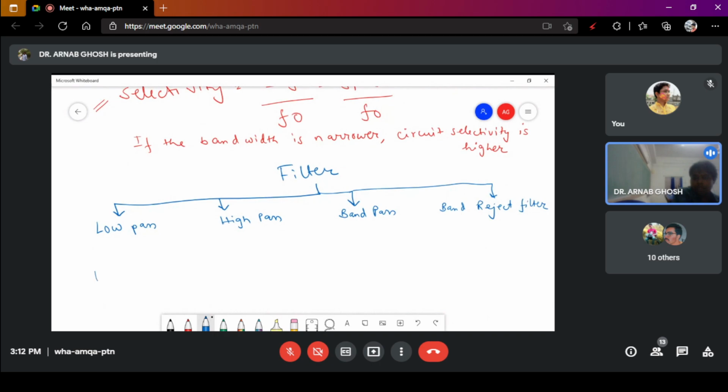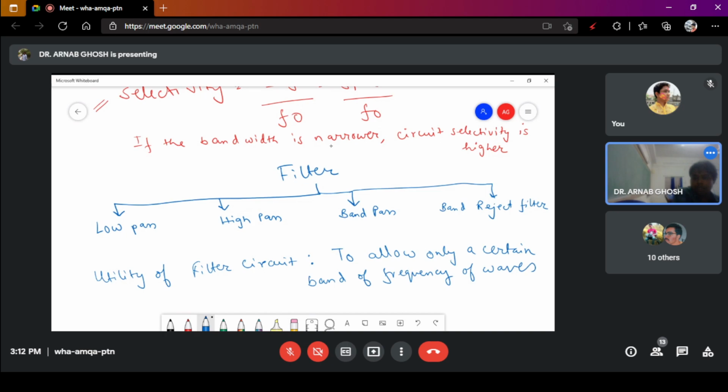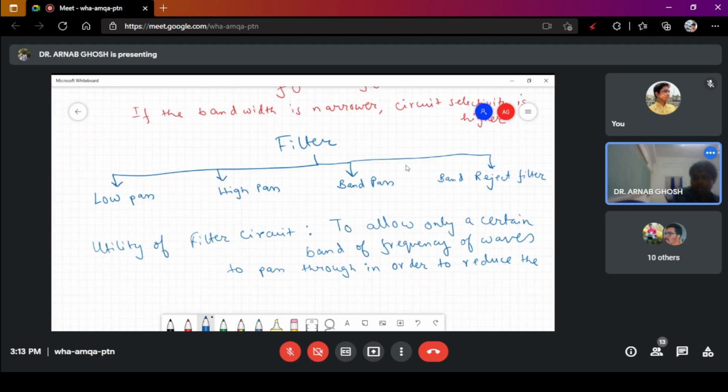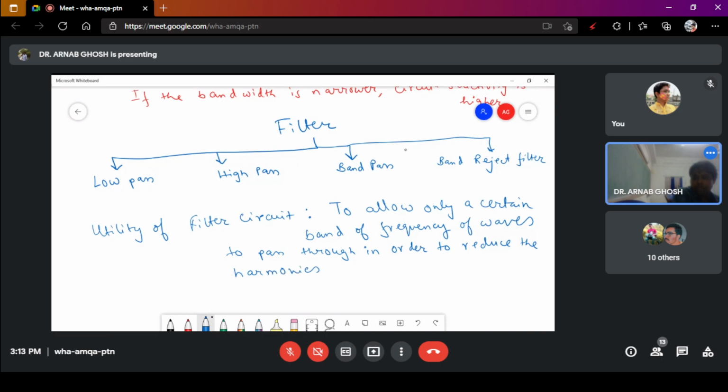The main utility of a filter circuit is, please write it down as I am writing: the utility of a filter circuit is to allow a certain band of frequency of waves to pass through in order to reduce the harmonics and the disturbances in the circuit.